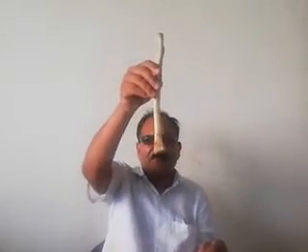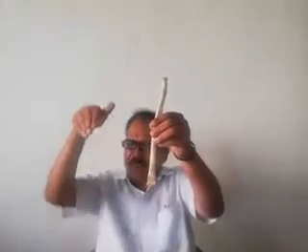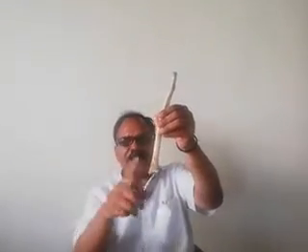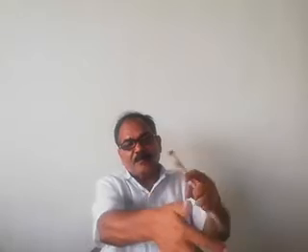Now you observe in all directions the lower end of the radius. The lateral aspect of the lower end is extended downward, and it is nothing but the styloid process of the radius. This styloid process of the radius is palpable in the anatomical snuff box. This is the anatomical snuff box.